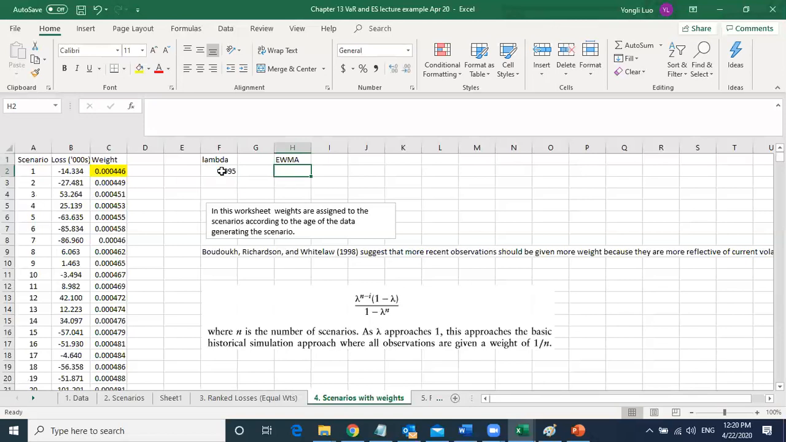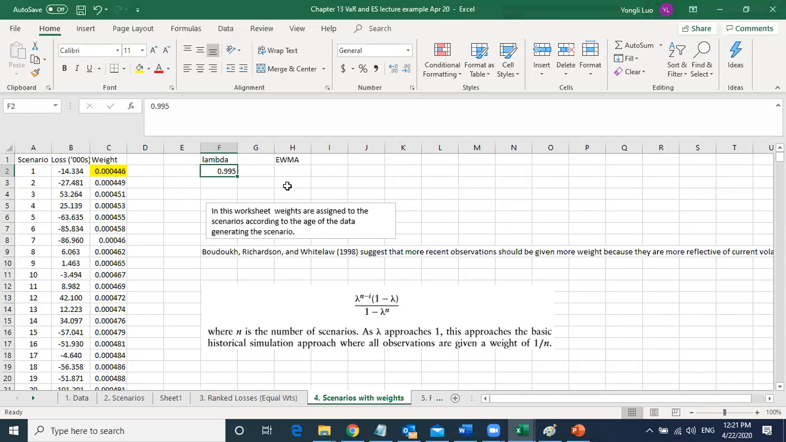So remember, in the last chapter we talked about a parameter called lambda. Lambda is the weight given to the most recent loss, and then 1 minus lambda is given to the losses of the previous period.